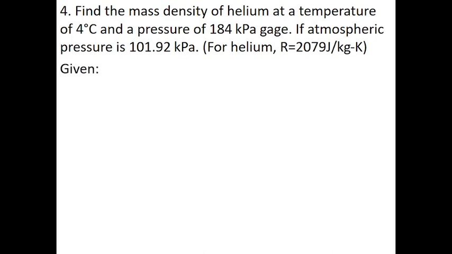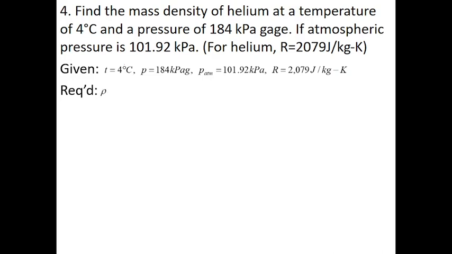Okay, let's analyze. So, the given are as follows. The temperature is 4 degrees Celsius. Okay. The pressure is 184 kilopascal gauge. Okay. And then the atmospheric pressure is 101.92 kilopascal. The gas constant for helium is 2079 joule per kilogram Kelvin. And we are tasked to find for the density of helium.